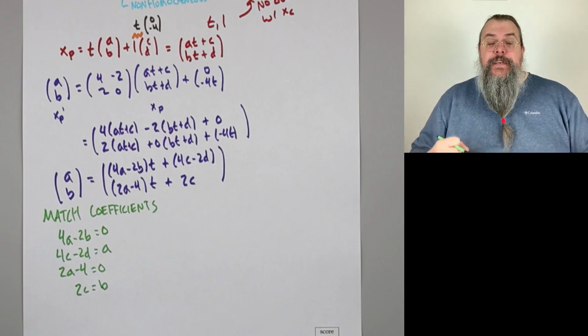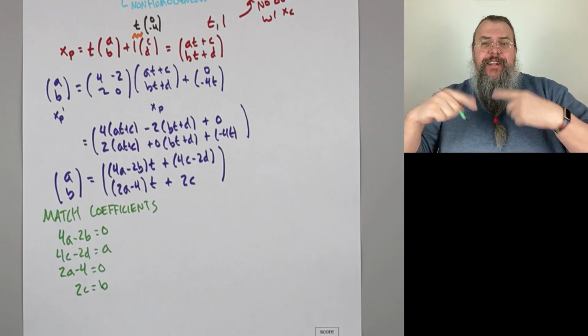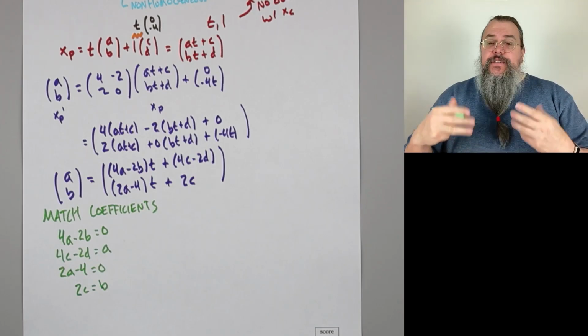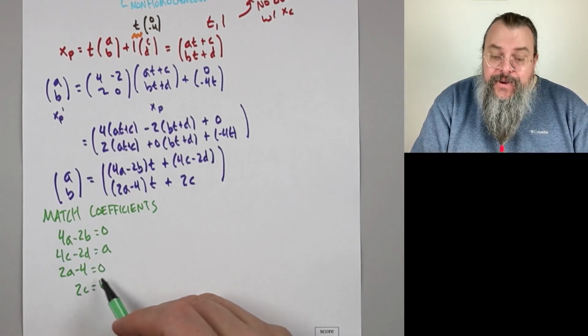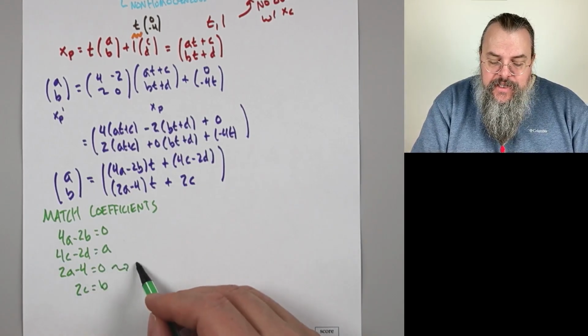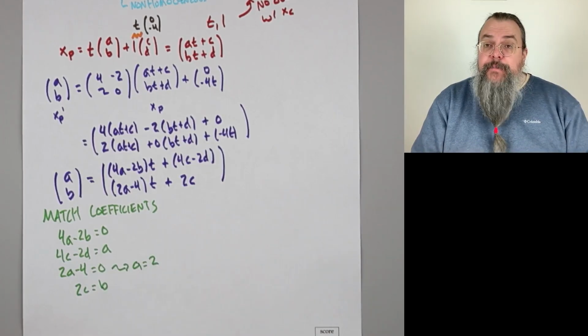and you're like, oh, this is going to take us a while. But probably not. Things tend to domino, right? So is there an easy one? I see an easy one. 2a minus 4 equals 0. Oh, that says a equals 2. Okay, that was not bad.